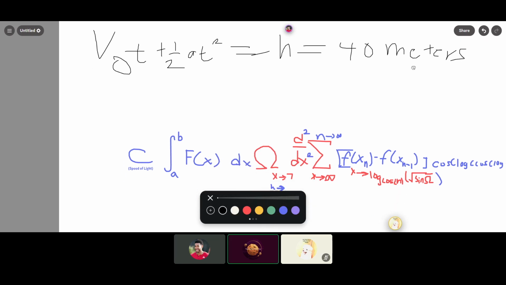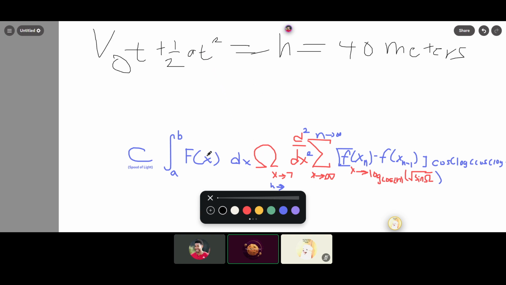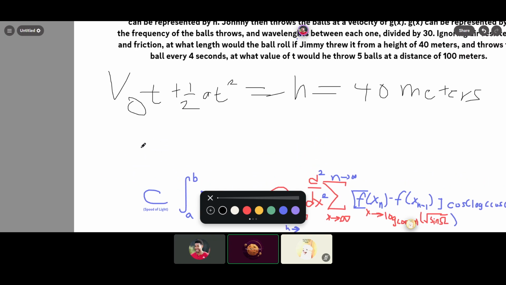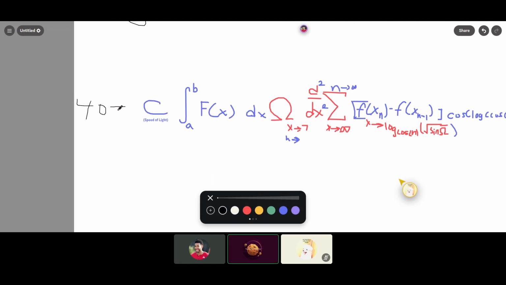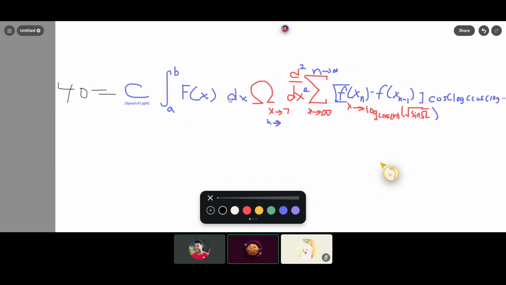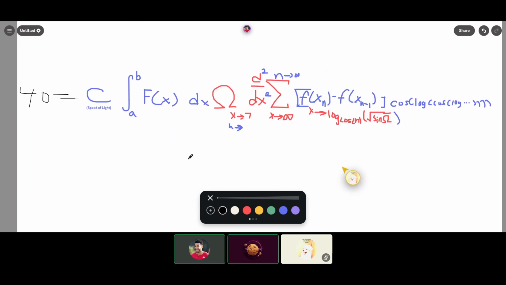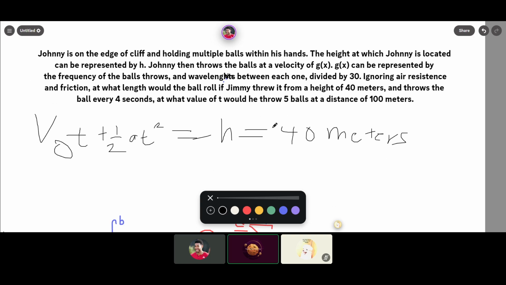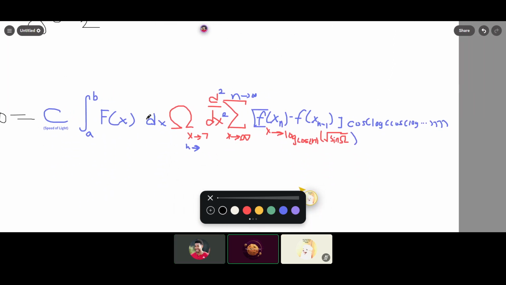And since these two equations are related due to the speed of light being in every single part of the natural world, we can set these equal to each other. So 40 is equal to this. And we want to isolate C. So all we're going to do is divide 40 by the integral from a to b of f of x, which is our original function, g of x in this case, dx, which means with respect to x, times omega as x approaches 7 of the second derivative of the sum of the difference in the distance.